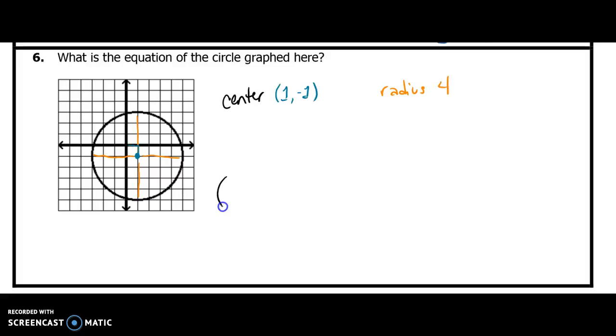So once we have that, we can just start writing the equation of our circle. We can write this in a couple different ways. Since this was multiple choice, you just had to pick the one that matched yours.